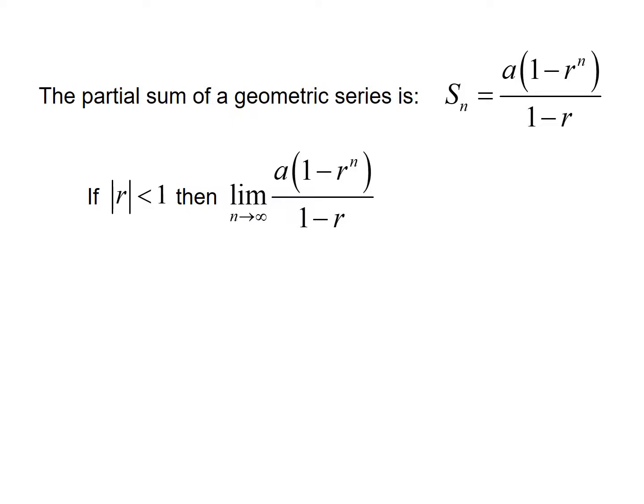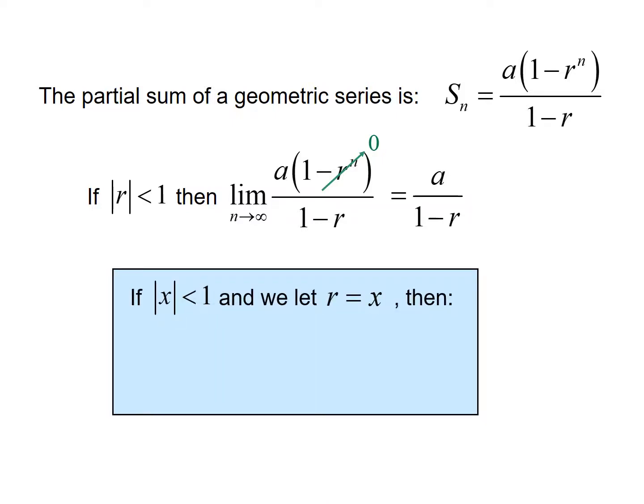And if we take that value of n out to infinity, as long as the absolute value of r is less than 1, we'll see that a number less than 1 raised to the power of n as n approaches infinity goes to 0, and this becomes a over 1 minus r. Confirms that formula that we already had.